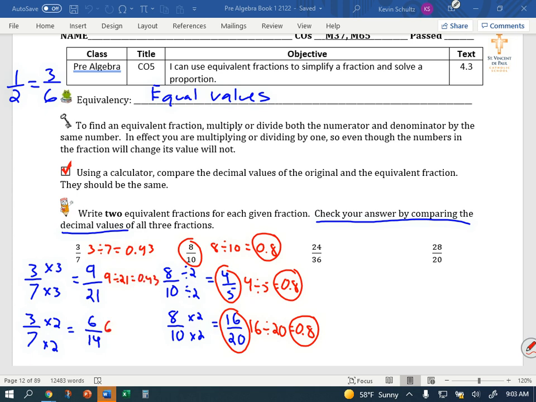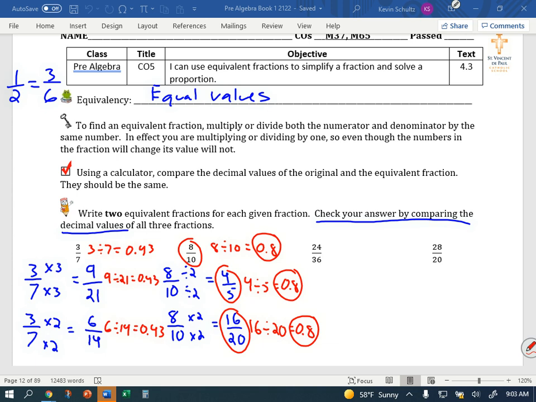Same thing with 6 divided by 14. Divide that, you get that same long decimal that rounds to 0.43. That's how you know you've done it correctly. Different fractions, numbers are all different, but they're equivalent because their values are the same.